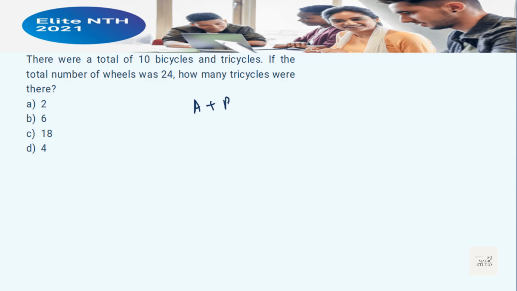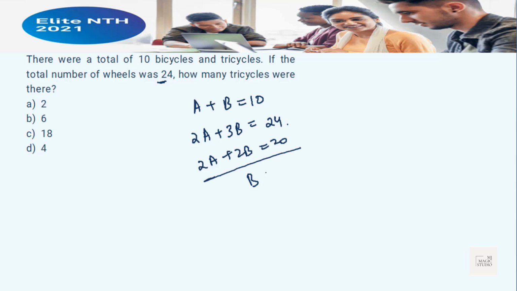Okay, so let it be A plus B is 10. If the total number of wheels is 24, a bicycle will have 2 wheels and a tricycle will have 3 wheels. That is equal to 24. How many tricycles are there? We need to find the value of B. Let's multiply this by 2. It would be 2A plus 2B equals 20. If I subtract these two, I'll get B equals 4. So how many tricycles are there? There are 4 tricycles. Option D.